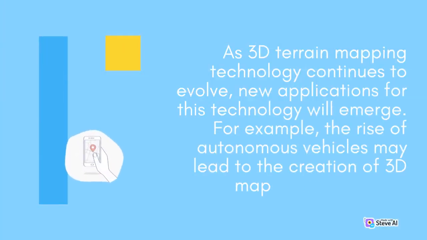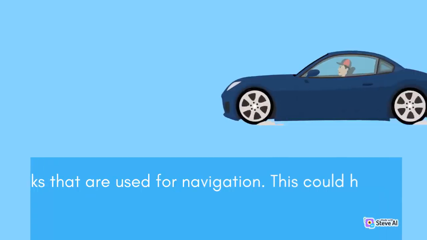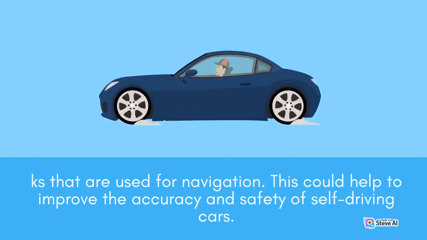As 3D terrain mapping technology continues to evolve, new applications for this technology will emerge. For example, the rise of autonomous vehicles may lead to the creation of 3D maps of road networks that are used for navigation. This could help to improve the accuracy and safety of self-driving cars.